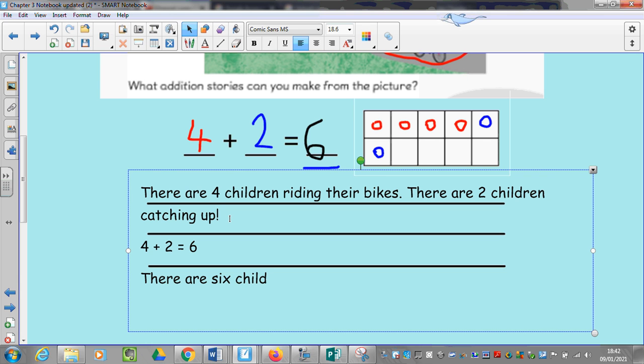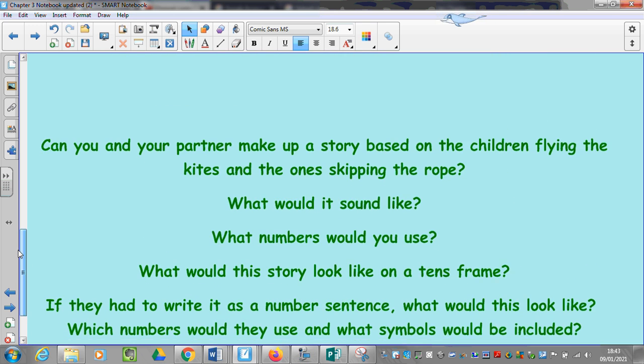There are 6 children riding their bikes. Excellent. And I'm going to use this very special word, which is "altogether", and that is another way of saying "equals". Okay, so I want you to have a go then.